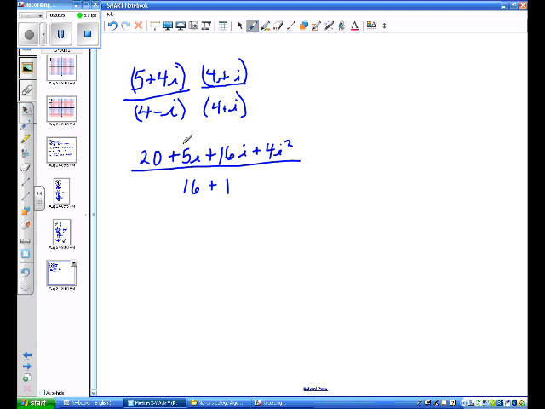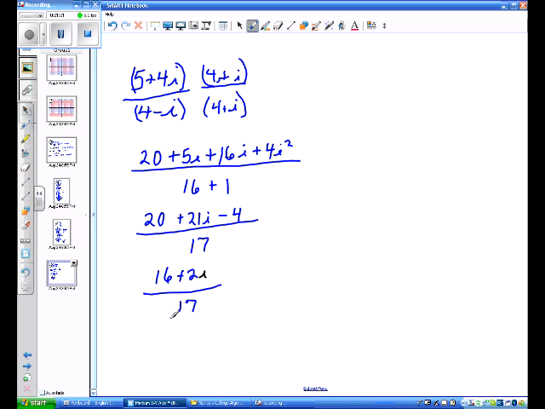Now, we want to combine the real parts and combine the imaginary parts. So so far we've got 20, then 5i plus 16i would be 21i, and then we have 4i squared. Well, the i squared is negative 1 times 4 would give us negative 4 over 17. And now 20 minus 4 is 16 plus 21i over 17.